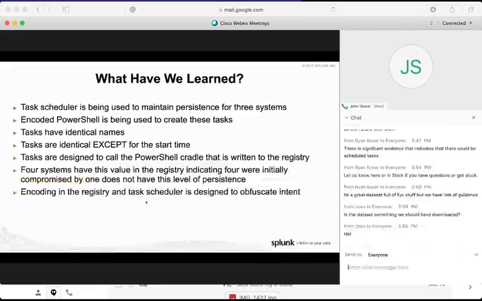Does that mean we can ignore the 4th one? No, but it helps us identify that, hey, maybe these 3 are in this class of problem, and this other one is in this other class, but it's still in a problematic state. It allows me to maybe prioritize where I need to be responding as well, right? And then the encoding in the registry and the task obviously are intended to obfuscate intent, right?